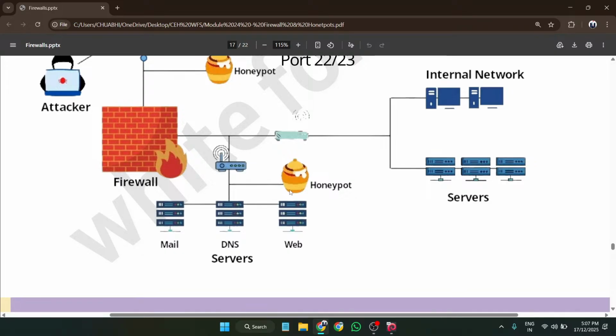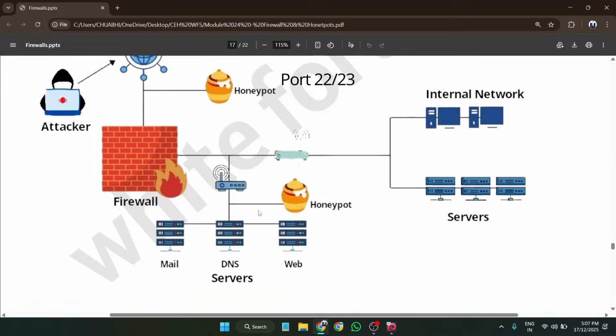So all the activity that the attacker will be doing in these servers will be exposed, because we have connected another honeypot, and this honeypot will be monitoring all the activity that the attacker is doing in the web, DNS, and mail servers. Again, we'll be able to find out the tools and techniques that the attacker is using, and ultimately we'll be able to protect the internal network and servers from the attacker.